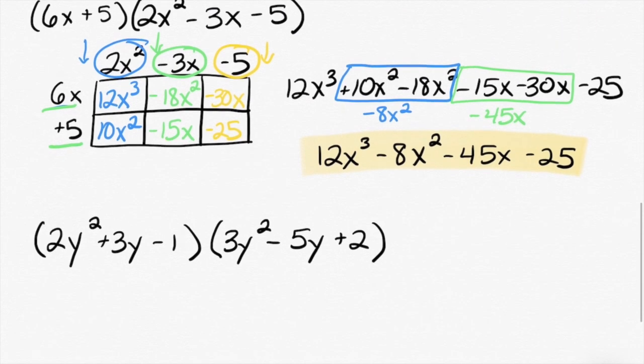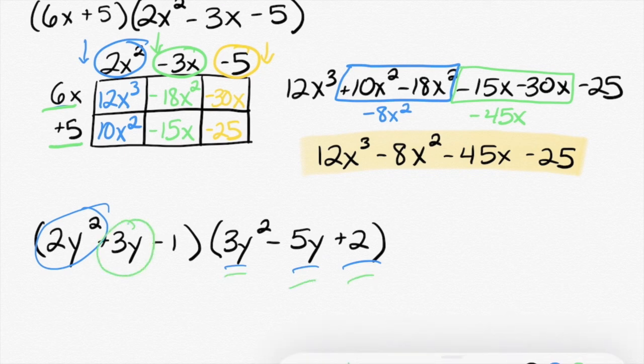So you just did the 2y squared times the 3y squared, and then you did 2y squared times the 5y. Ah, so Maddie is being a math pro and saying, I'm going to just do the distributive property. So what she just said was, why don't you just do 2y squared times all 3 of these, and then do 3y times all 3 of these, and then do negative 1 times all 3 of these.